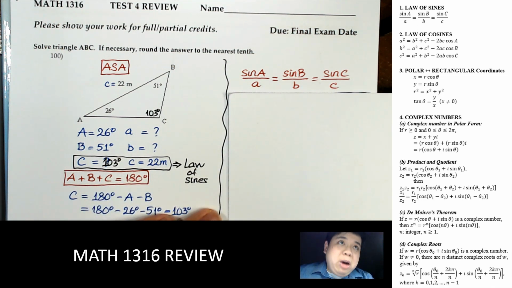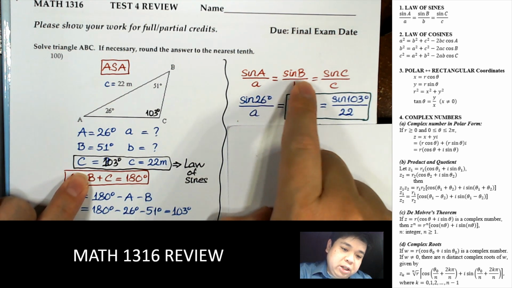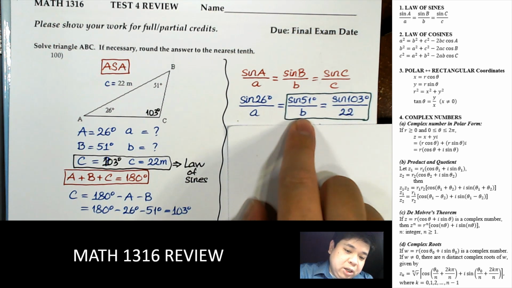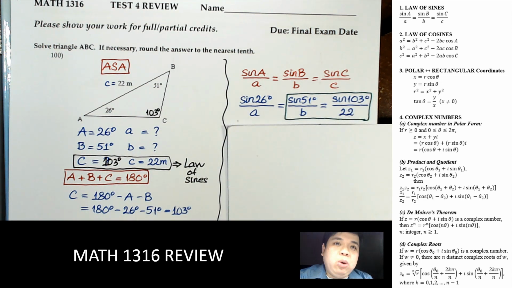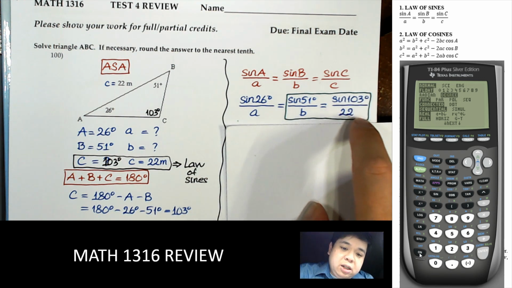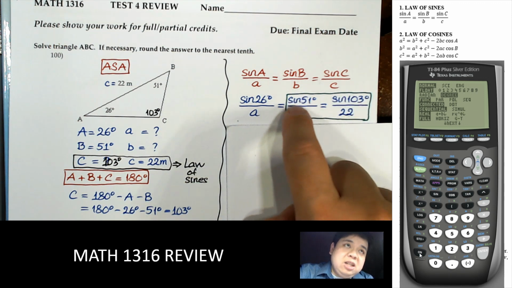And then we put all the information we know. So angle A is 26 degrees, B is 51, and C is 103 degrees. A and B sides we don't know, the side c is 22. We use the calculator a lot, and it is very important that the calculation has to be in degree mode, so I leave it in degree mode. Since we know a pair of opposite side and angle, we can use this ratio to find b.